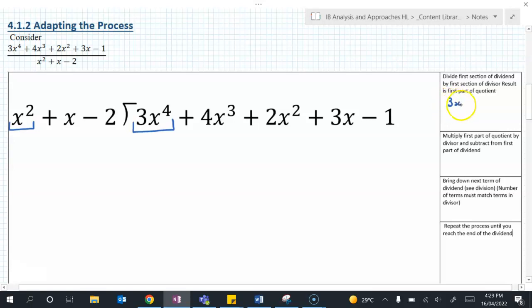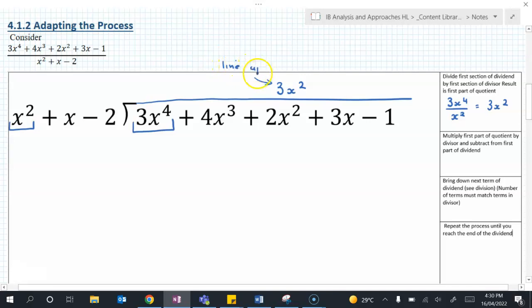So 3x to the power of 4 on x squared, well, there's a common factor of x squared that we can cancel to leave us with 3x squared. So that's the first part of my quotient, and I'll line it up so it's above the x squared in my actual quotient. So let's just make a point that we line up with term, and it's specifically the x squared term in the dividend. That just helps us keep consistent.